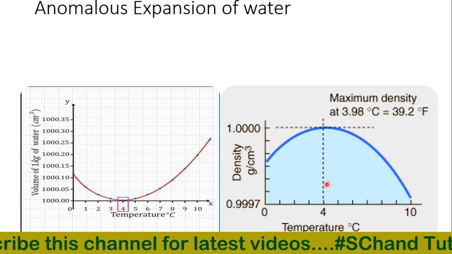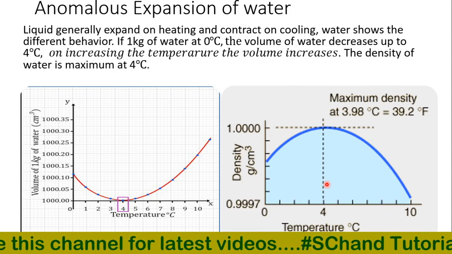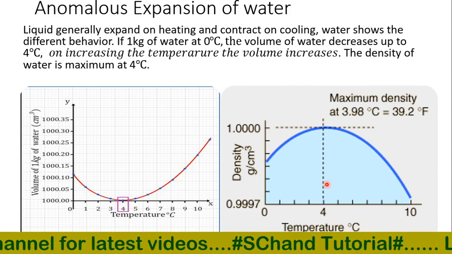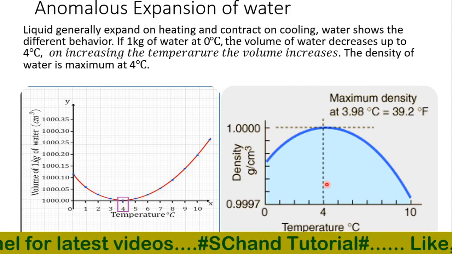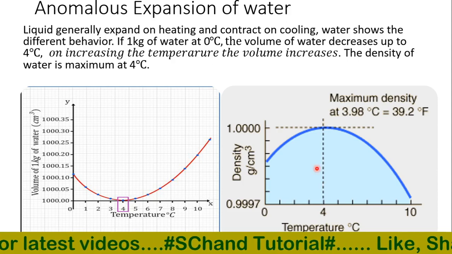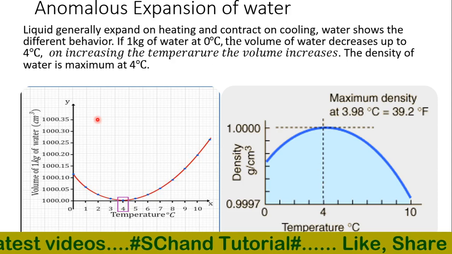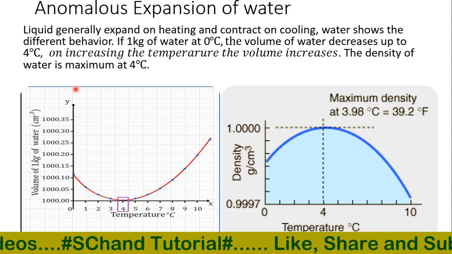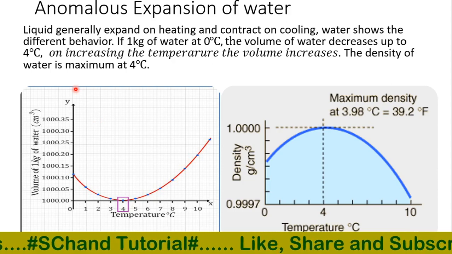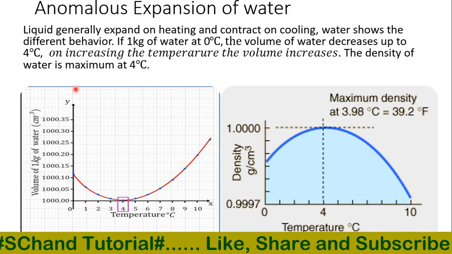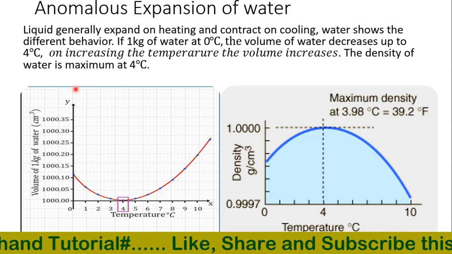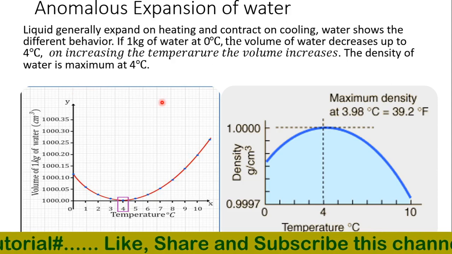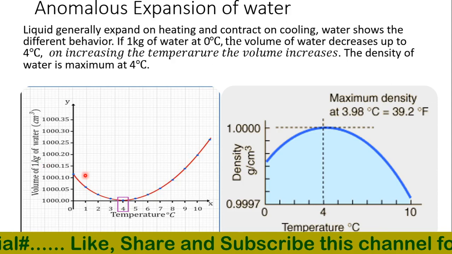Suppose we have 1 kilogram of water at 0 degrees Celsius and if we heat it, then the volume of water will decrease up to 4 degrees Celsius. And on increasing the temperature further, the volume starts increasing, and the density of the water is maximum at 4 degrees Celsius. Here you can see from the graph it is clear.